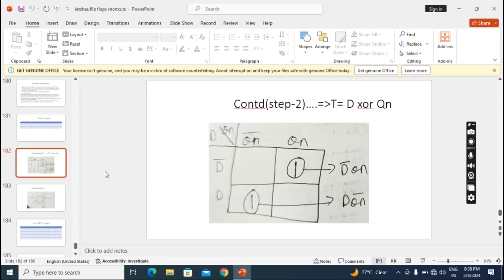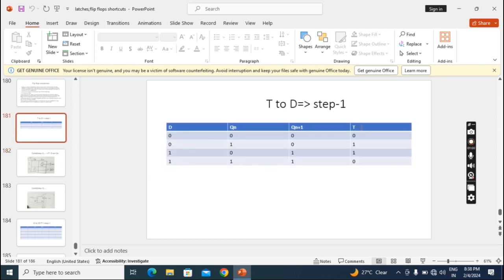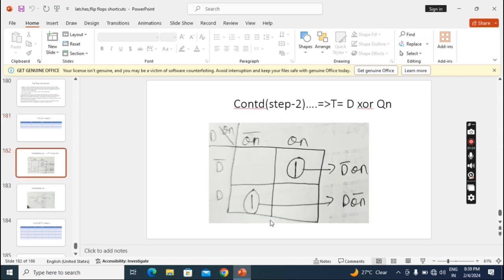Coming to step 2, I told we have to simplify the data input value of the given flip-flop T, by assuming the required flip-flop data input and present state as K-map variables. So D and Qn are K-map variables, so we need a two-variable K-map and we have to determine the simplified equation for T. Okay, that we have to do. See, this is the simplified equation for T. What is the T value? D XOR Qn. It means D bar Qn plus D Qn bar. Okay, this is the second step.